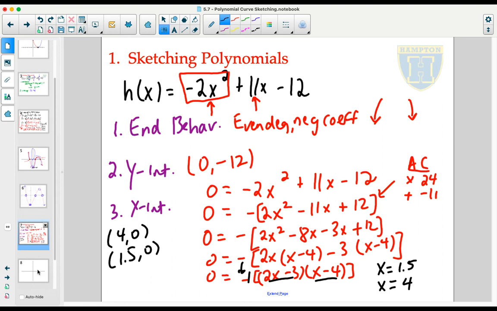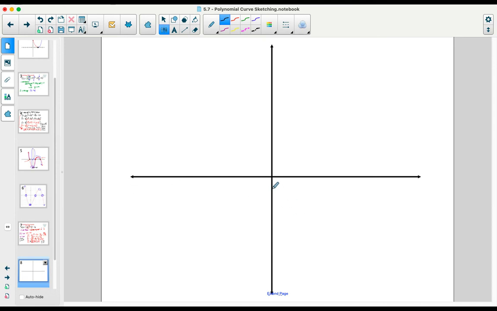We move to our graph and we identify 0, negative 12 as our only scaled point. Whoops, I ran out of room. Or we'll put it down here. As our only scaled point on the y-axis. We have two x-intercepts. One of them is at 1.5. The other is at 4.